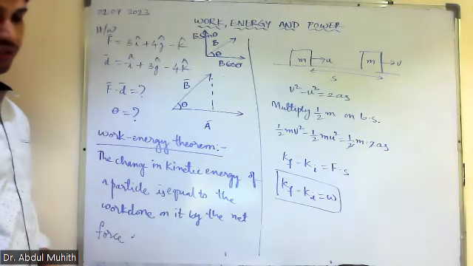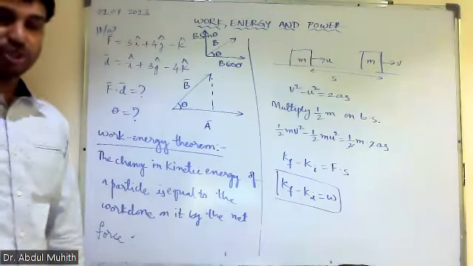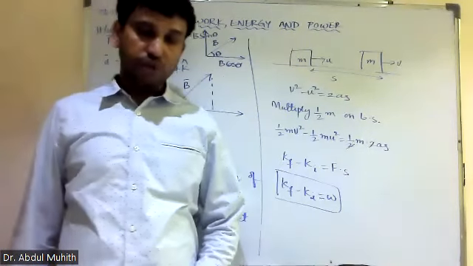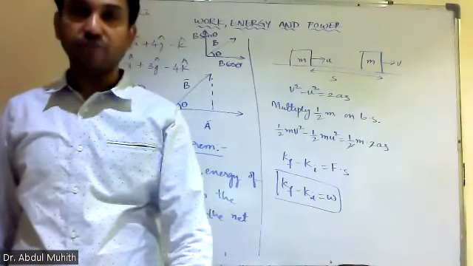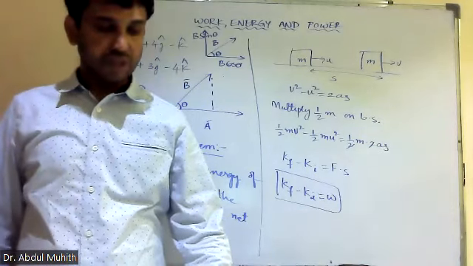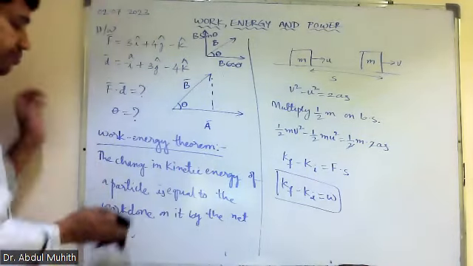Now we will start with work: the definition of work, then positive work done, negative work done, zero work done, and some standard values of work done. And then we can do a small numerical also.